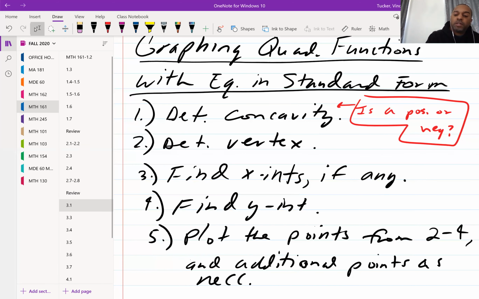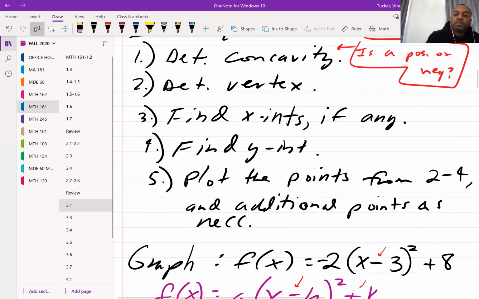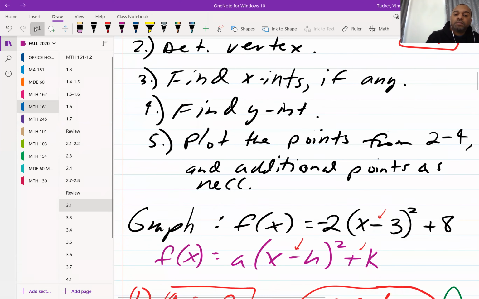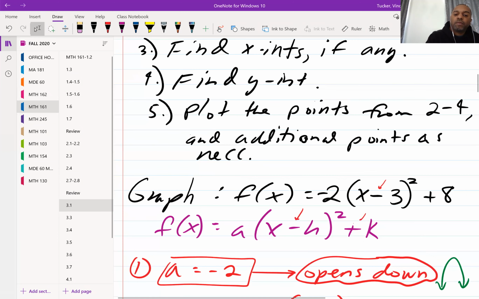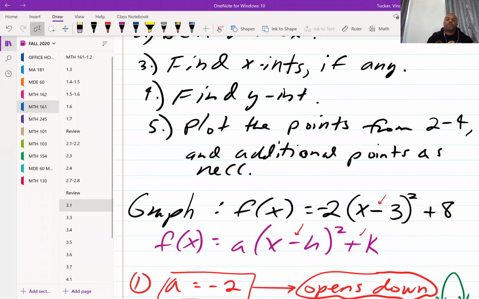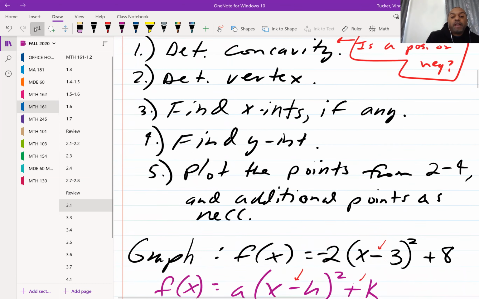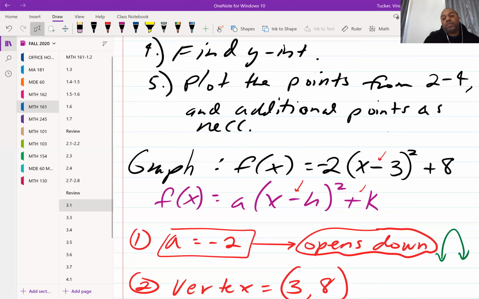All right, any problems? Okay, so let's look at the first one. It asks us to graph f of x is equal to negative 2 times (x minus 3) squared plus 8. So first thing we're going to do, like I said, is determine concavity. So a is negative 2, so that means it's going to open down.